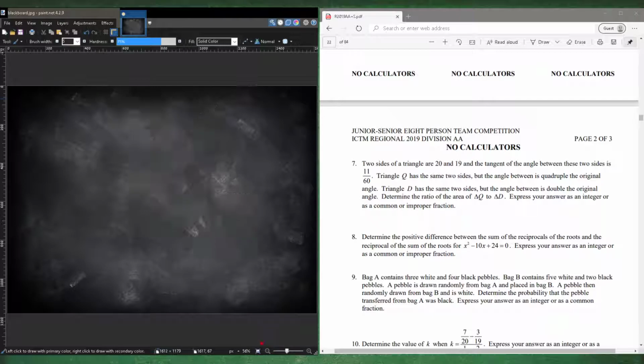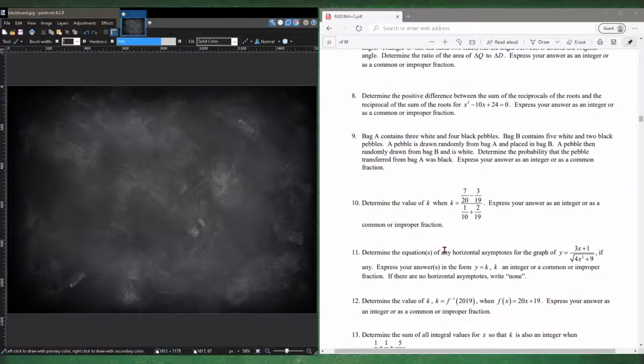Okay. Number 9. A bag A contains 3 white and 4 black pebbles. So we have bag A. So we have 3 white and we have 4 black. And now we have bag B, and it contains 5 white and 2 black pebbles.